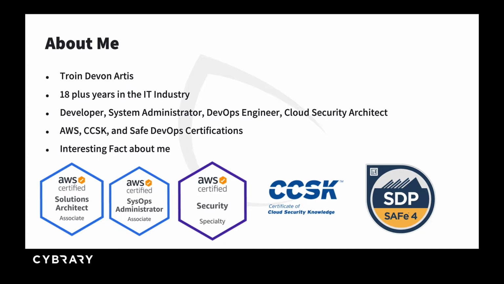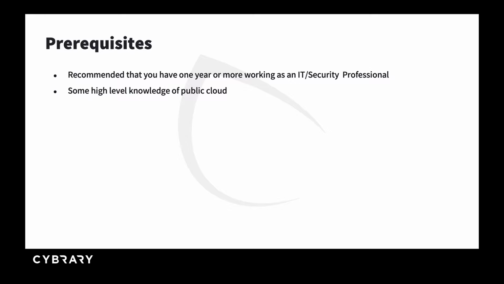Hi, once again, my name is Troy Artist. I have been in the IT industry for over 18 years, where I worked in various roles such as developer, system admin, DevOps engineer, and cloud security architect. I presently hold 3 AWS certifications, the CCSK and the Safe DevOps certification. A little fun fact about me: I am so passionate about technology that I have created a digital marketing business where I create automated marketing campaigns for real estate professionals and small businesses to help them generate more traffic and leads.